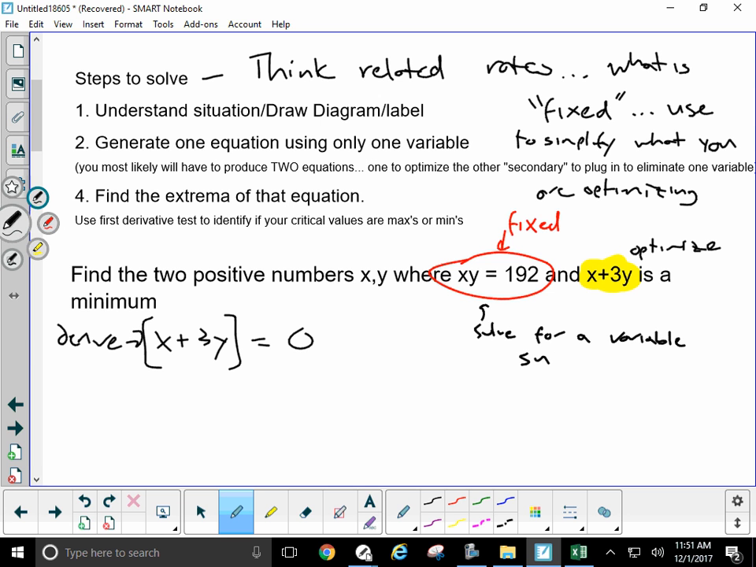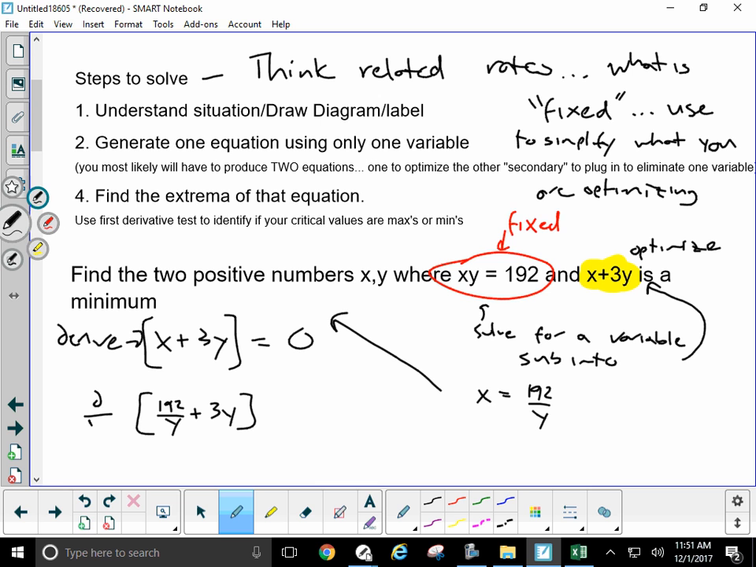And substitute into what I'm trying to optimize. Let's say we solve for x. X is equal to 192 over y. Take that, plug it in for x. I get 192 over y plus 3y now.